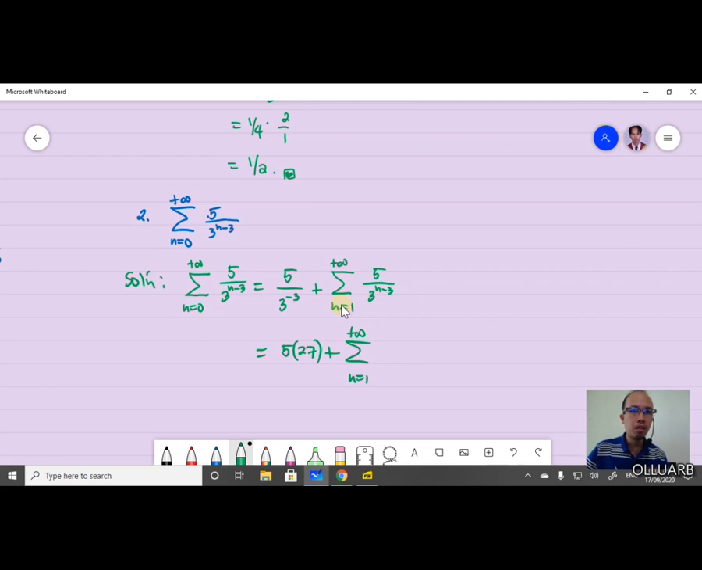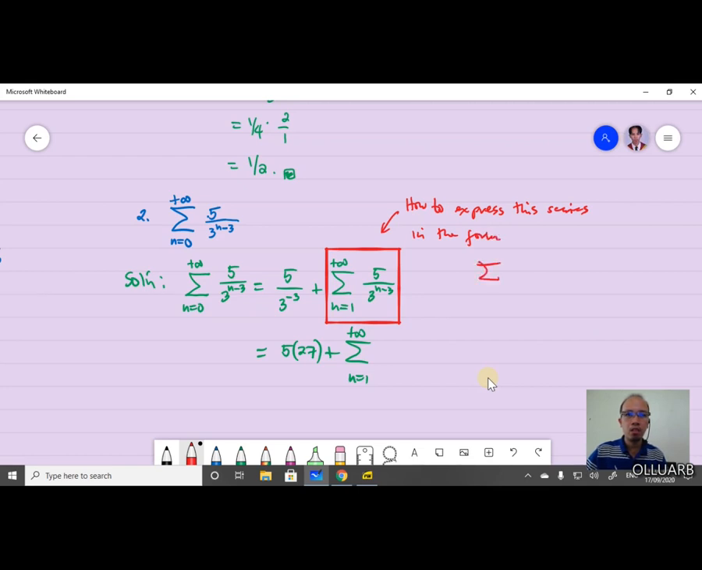How do we express this series in the form summation of a r to the n minus 1, where n starts from 1 to positive infinity?